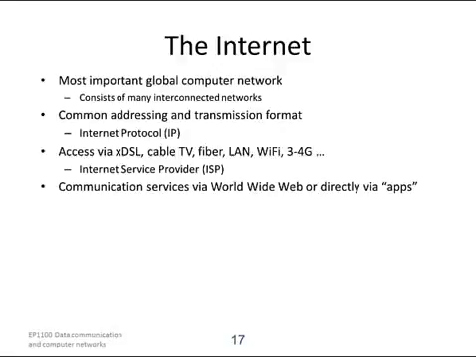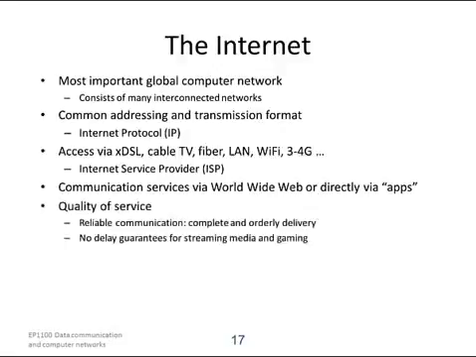The communication services are provided via the World Wide Web, or for mobile phones and tablets, more commonly now directly via apps. The quality of service provided by the internet is a reliable communication, which means that all the data that is sent is going to be delivered completely and in the same order as being sent. There are no delay guarantees for streaming media and gaming.